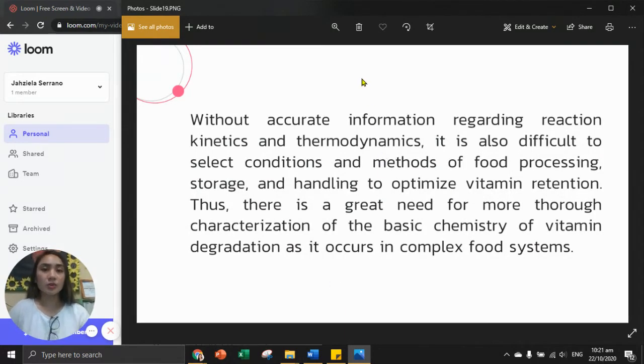So, according to a source, again, without accurate information regarding the reaction kinetics and thermodynamics of food, it's also difficult to select conditions and methods of food processing, storage, and handling to optimize the retention of vitamins. Thus, it says here, there is a great need for more thorough characterization of the basic chemistry of vitamin degradation as it occurs in complex food systems. So this is also a great study.